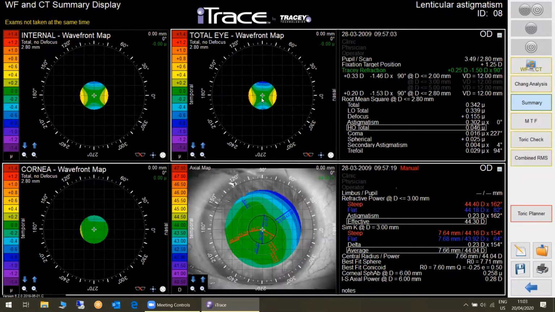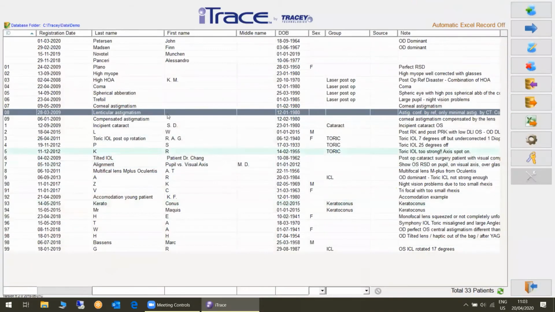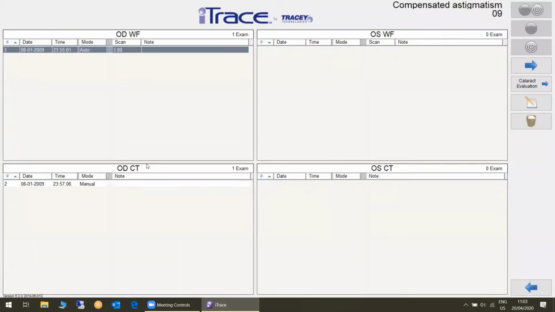If you would perform a cataract surgery, does this patient need a toric? No, because look how beautiful this cornea is. And then we have a lot of these cases.